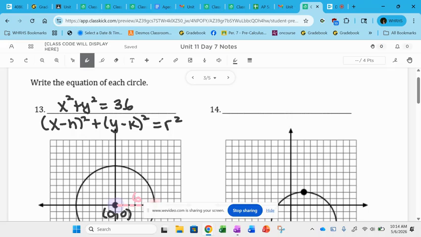Actually, I'm using it because my computer's going to die. We only have one more problem to do. Yes.